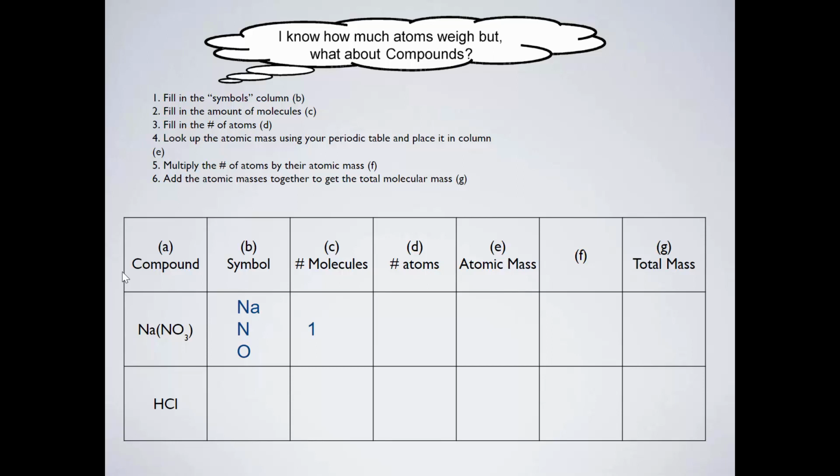So, how many atoms of sodium? Just 1. How many atoms of nitrogen? 1. Oxygen? 3. Atomic mass of sodium? Where do you get it? It's on your periodic table. It's 23. Atomic mass of nitrogen? 14. And oxygen? 16.